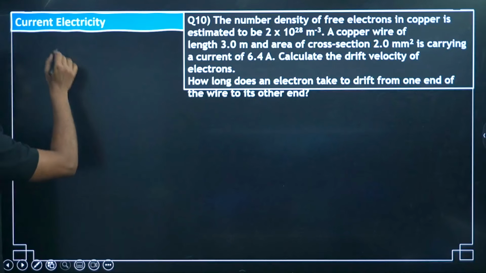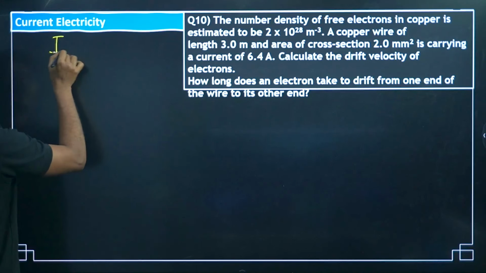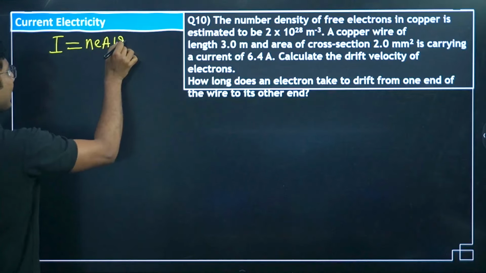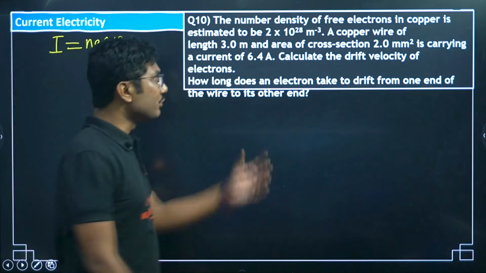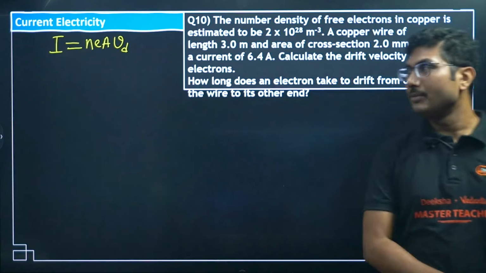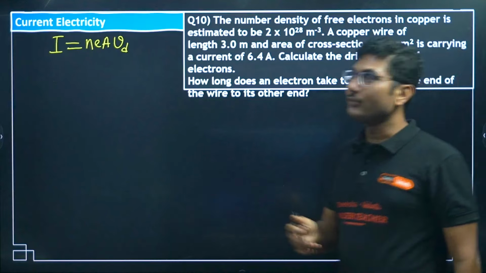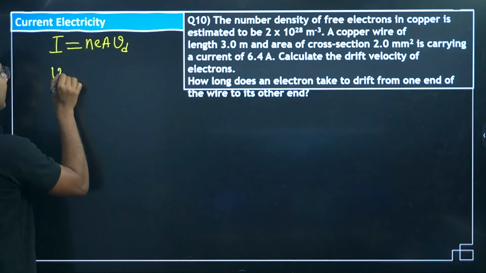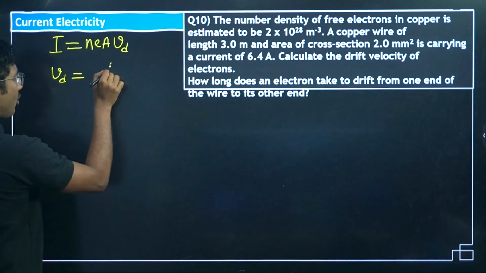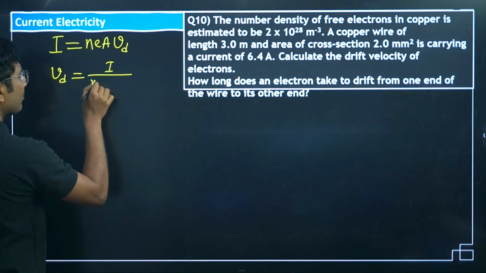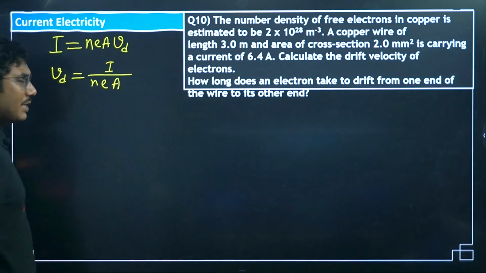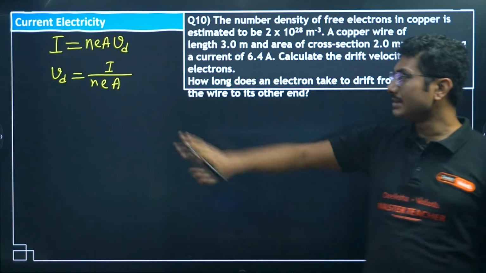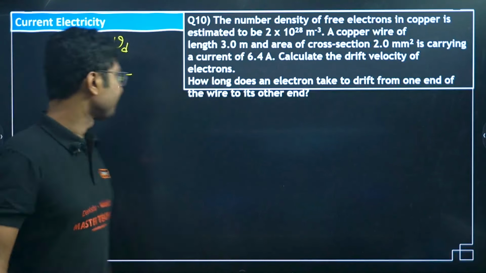So, how to do that? For that, obviously, we will use the formula I equals nAeVd. Don't be confused by reading the question. It might seem a little long, but if you just know this formula, you can easily calculate the drift velocity. The only problem is there are a few other formulas. If the question is based on those other formulas, then you have to remember those formulas, otherwise it is a straightforward question.